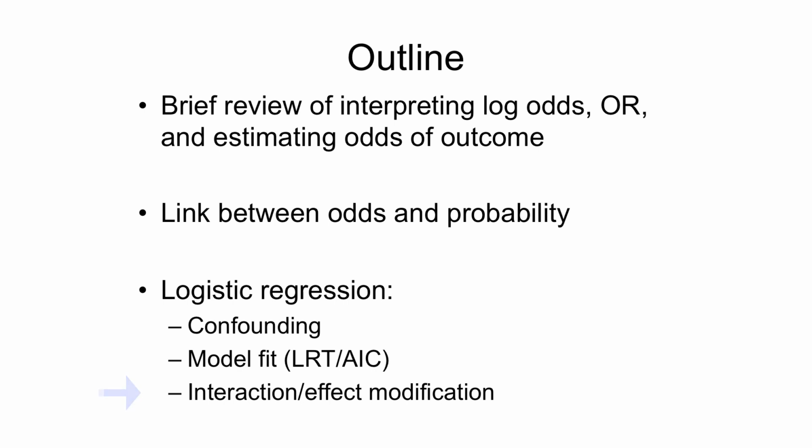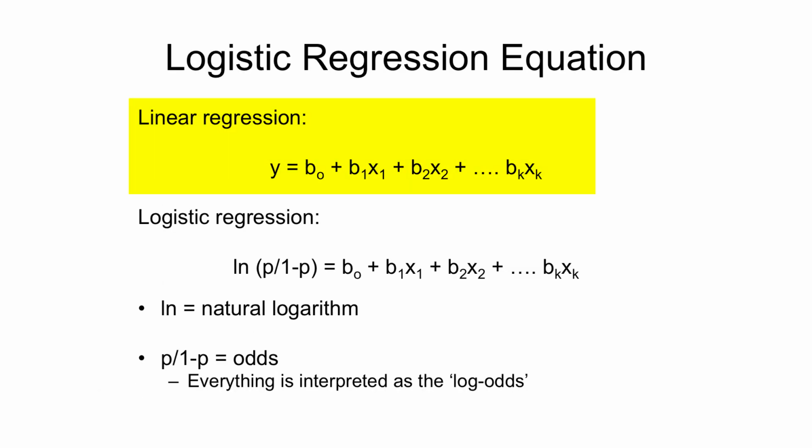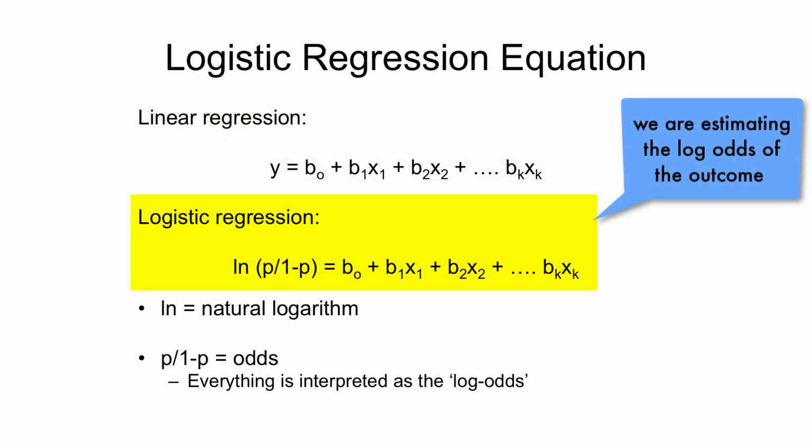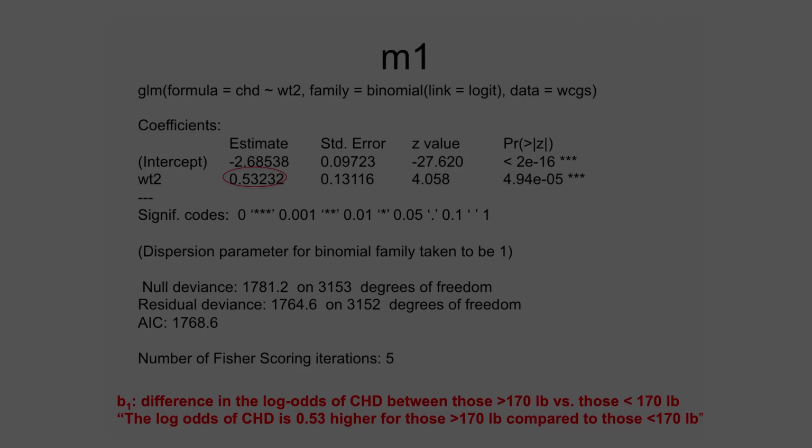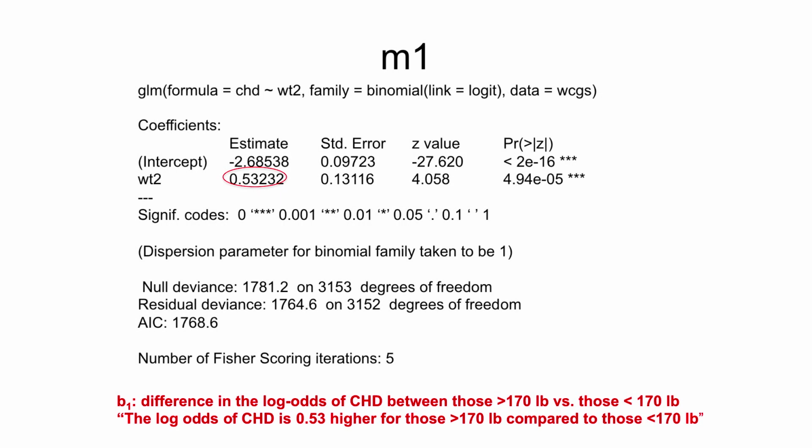Remember that with linear regression, we were estimating the conditional mean, the mean outcome conditioned on the x's. But with logistic regression, we're estimating the log odds of the outcome. So all of our estimates are interpreted as the log odds with logistic regression output. In the last tutorial, we used an example where we had a single binary explanatory variable of weight, comparing those over 170 pounds to a reference group of under 170 pounds.